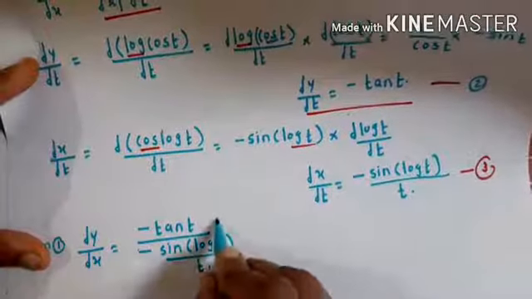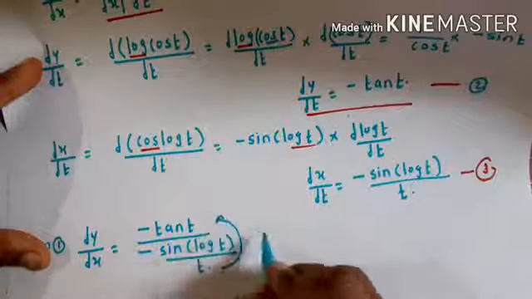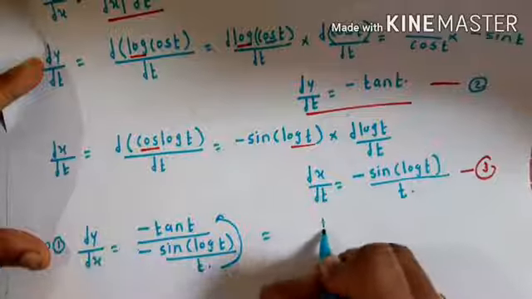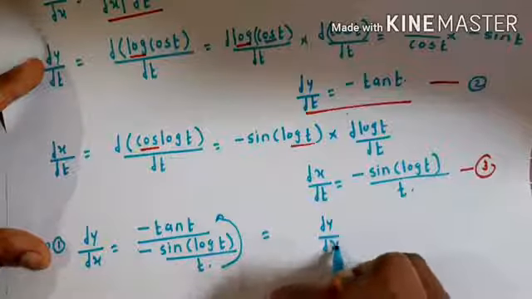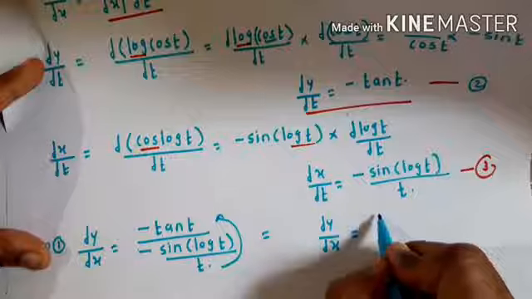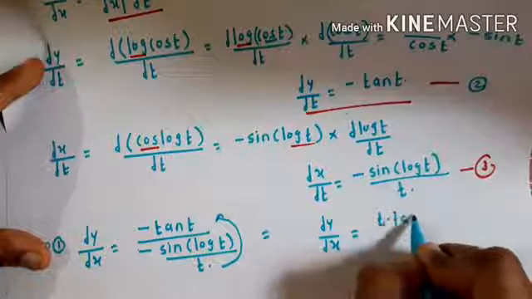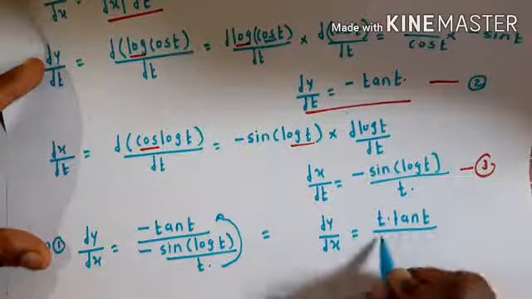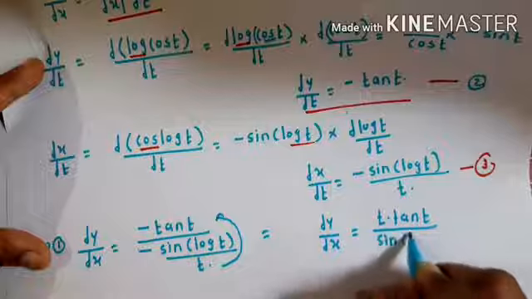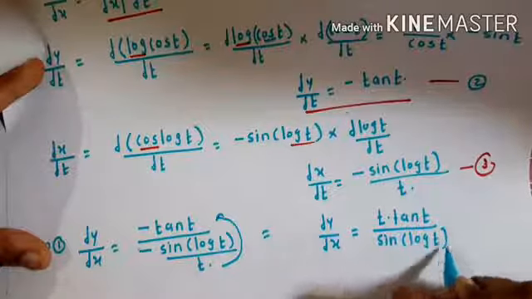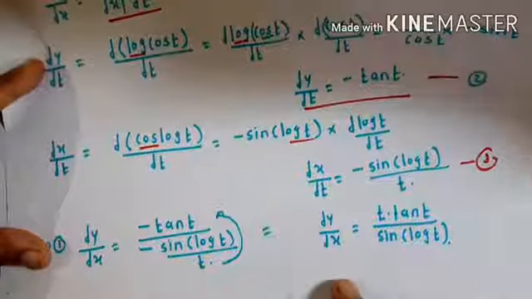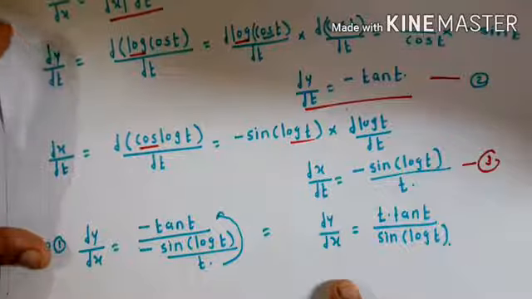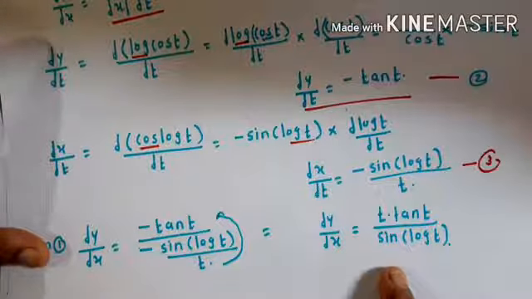This t will be shifted here, and we will get minus sine cancel, and we will get dy by dx equal to t into tan of t upon sine of log of t. This is dy by dx. Hence, in this way, we have to solve the problem. Okay. Now the next one.